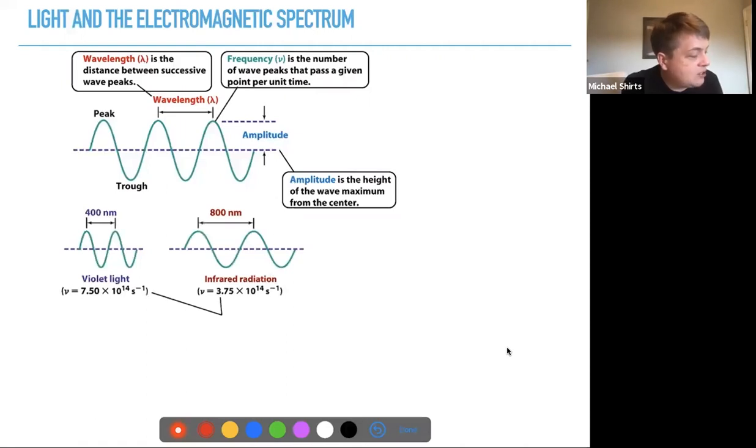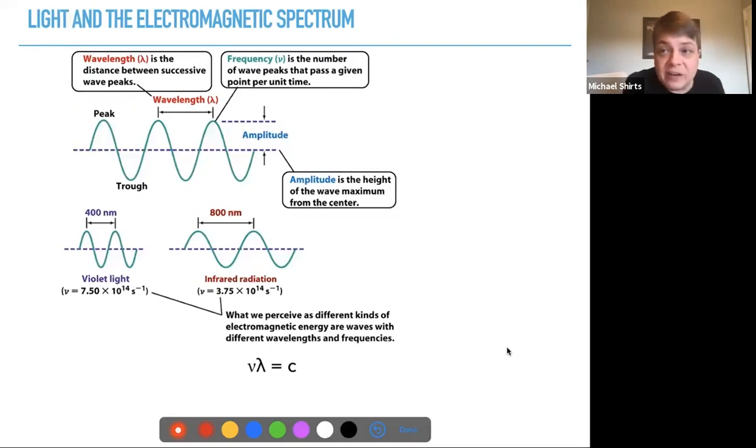So looking at characteristic wavelengths, violet light would have about a 400 nanometer wavelength, infrared radiation about an 800 nanometer wavelength. And an interesting thing that we're going to talk about in relationship to atoms is that the size of atoms is less than 1 nanometer. So the wavelength of light is actually much bigger than an atom. So it's sort of interesting to think about absorption of something that has a longer wavelength than the size of the thing that's absorbing it, which leads to some of the confusions, some of the weird math.